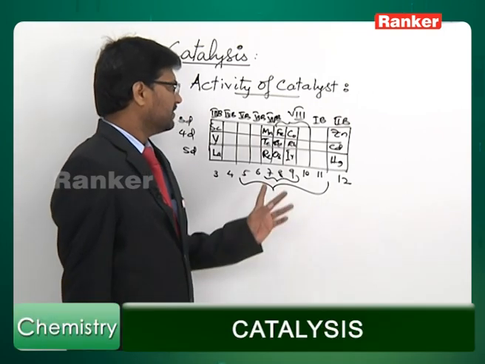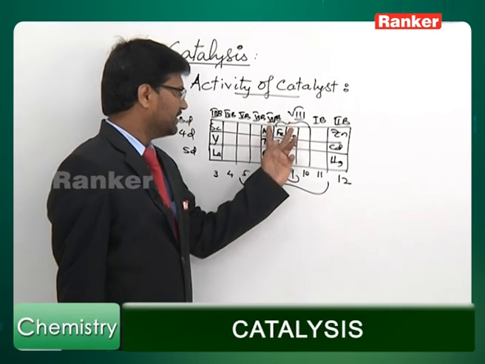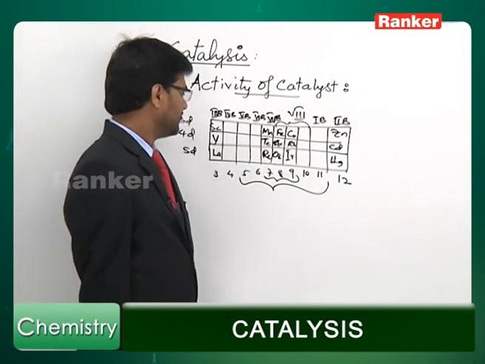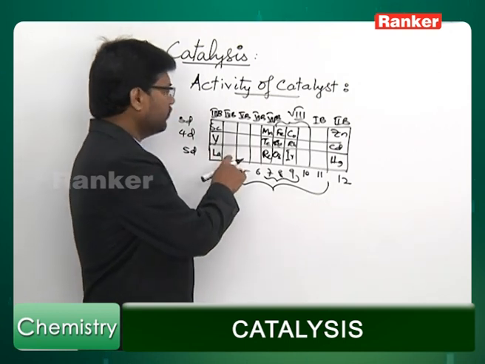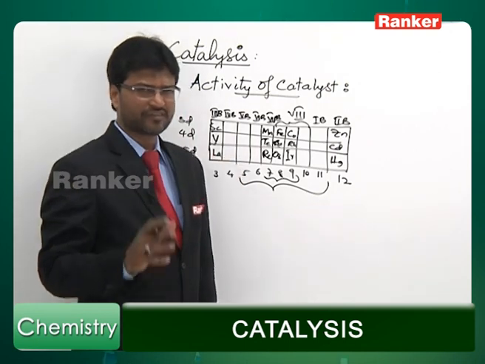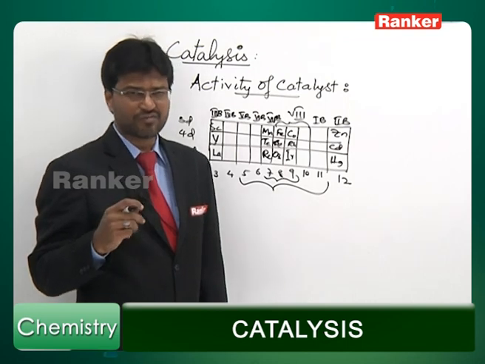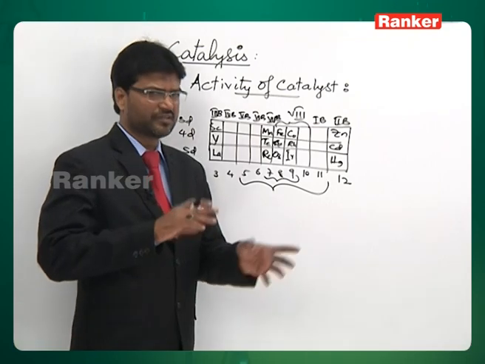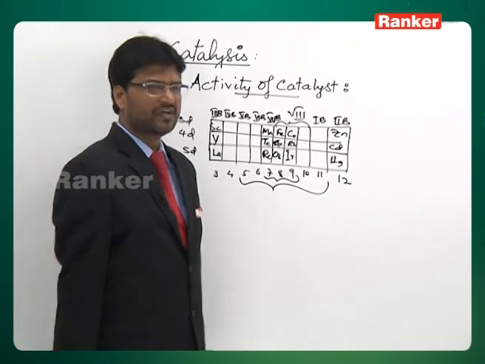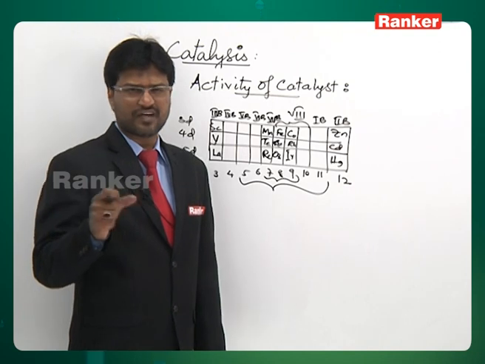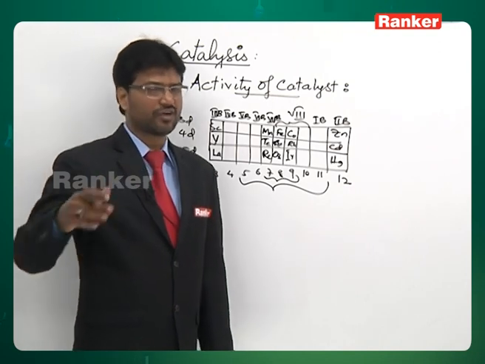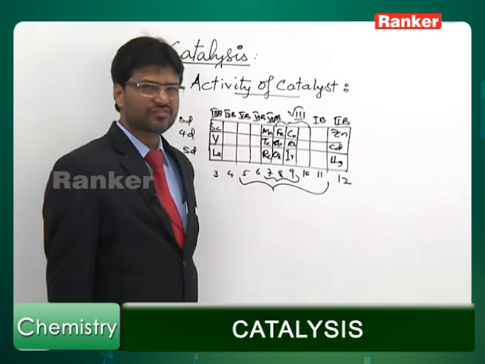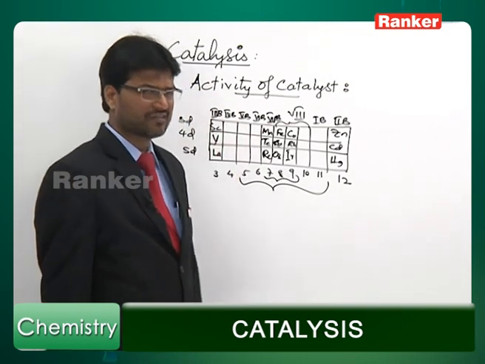So catalysts of good activity are present in these vertical columns. You need to remember that. Third and fourth B group elements are not efficient because they are good at adsorption, they are not good at desorption. So there should be a balance between adsorption of reactants and desorption of products. If a catalyst is good in adsorbing reactants but not good in desorbing products, you cannot use it. Such catalysts belong to this group, so you don't prefer using them as industrial catalysts.